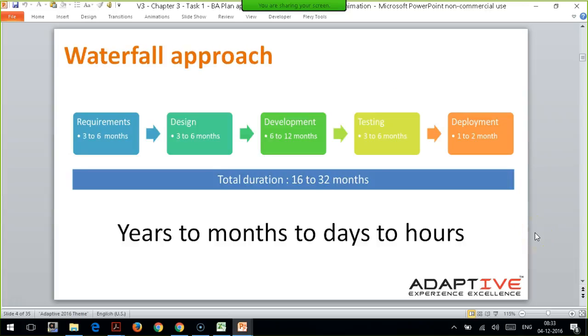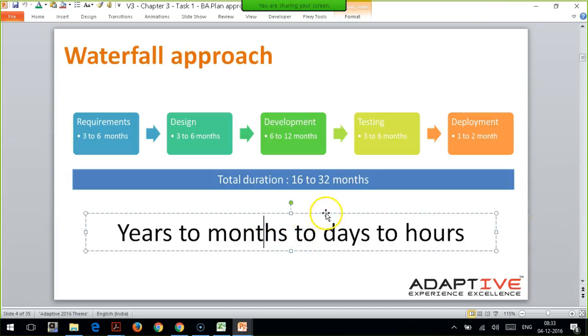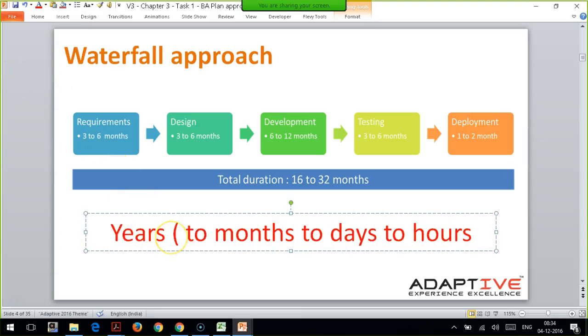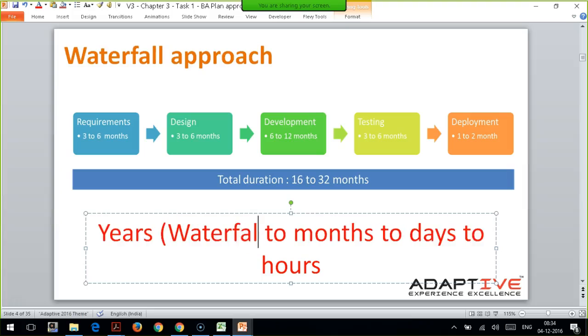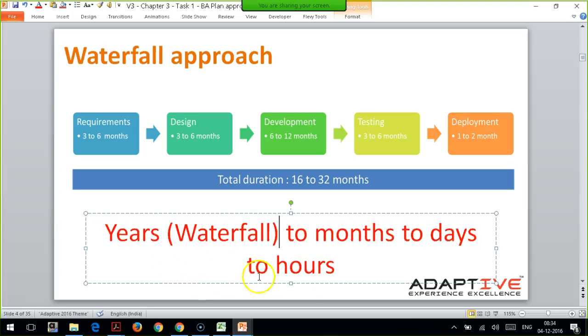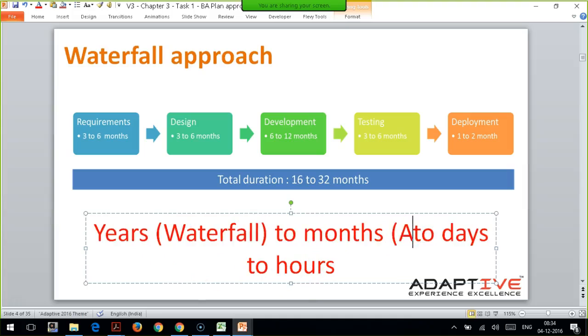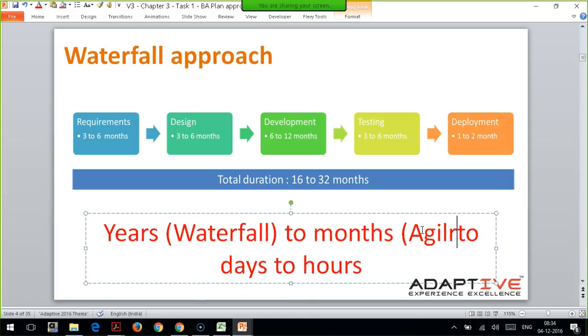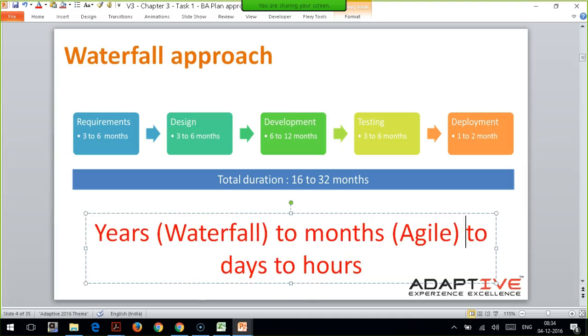Good. So this is how it happened. But over time, if you observe now, people are demanding that things should be done much quicker. So this is waterfall when it was years. I can actually put it as this was waterfall. Then it moved to months, which is agile. And now people are talking of days, and sometimes even hours. What is this called?